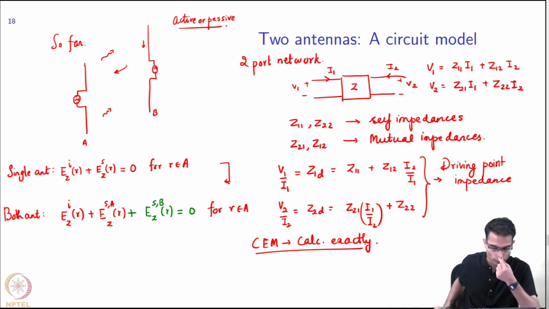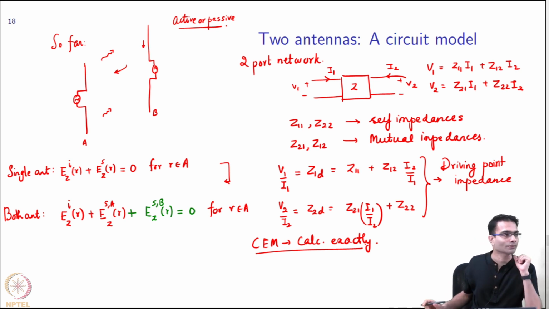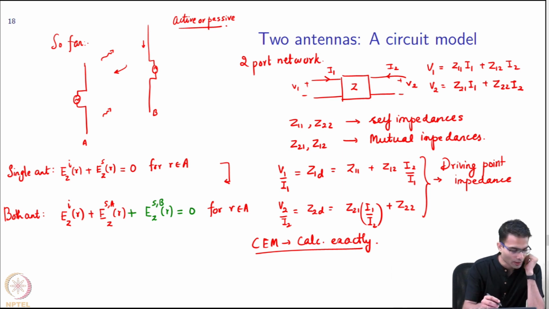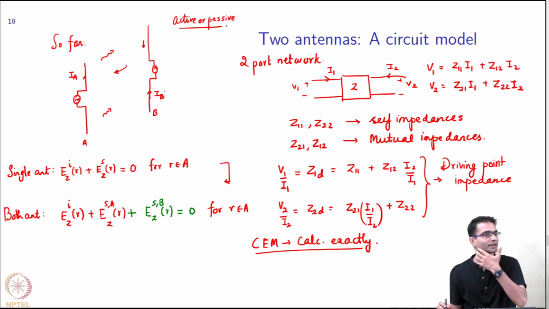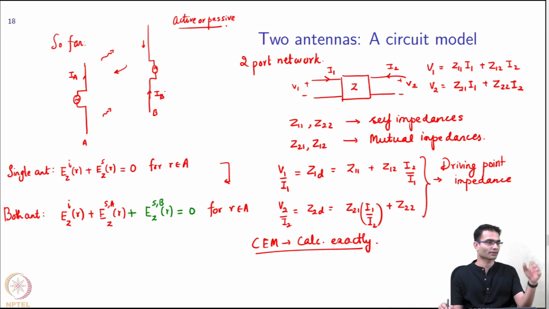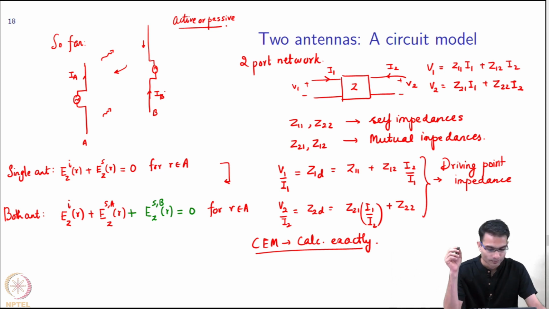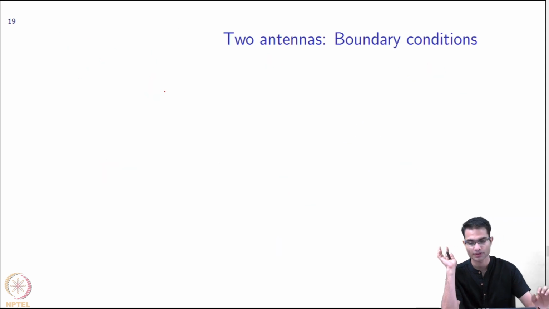Okay. So is the setup clear? When I have two antennas in the presence of each other, there is going to be some current IA over here and some current IB over here. And these are steady state currents after all the multiple reflections have happened. And our objective is that in the presence of the other antenna, tell me what is Z1D, tell me what is Z2D. Okay. So let us proceed.